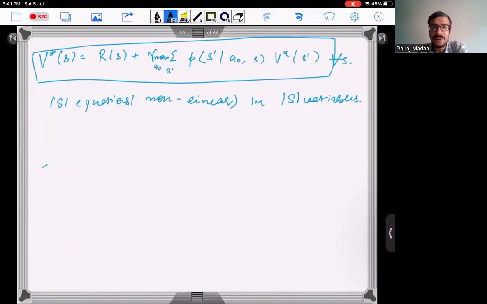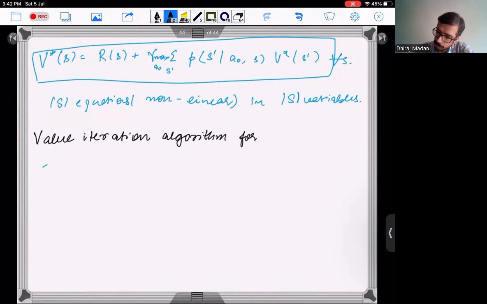Now, we can't use Gaussian elimination, and the only choice we have is to use the iterative approach again. So we again use fixed point iterations. The way this is going to work is as follows. This is known as the value iteration algorithm for the optimal value function.